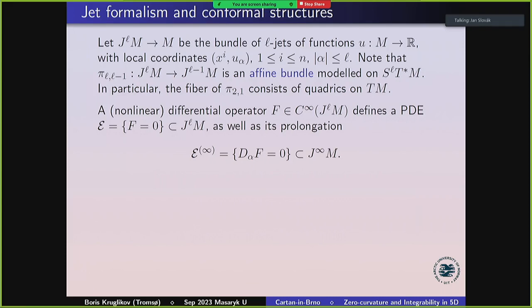Okay, and then there's a natural projection where you forget the L-th jets and you go to L minus 1 jets, and the important point here is that it is an affine bundle modeled on this vector space. Okay, so L-th order symmetric polynomials on the tangent bundle. In particular, when we consider the projection from 2-jets to 1-jets, you observe quadrics here. That's an important point. So the fiber consists of quadrics on the tangent bundle.